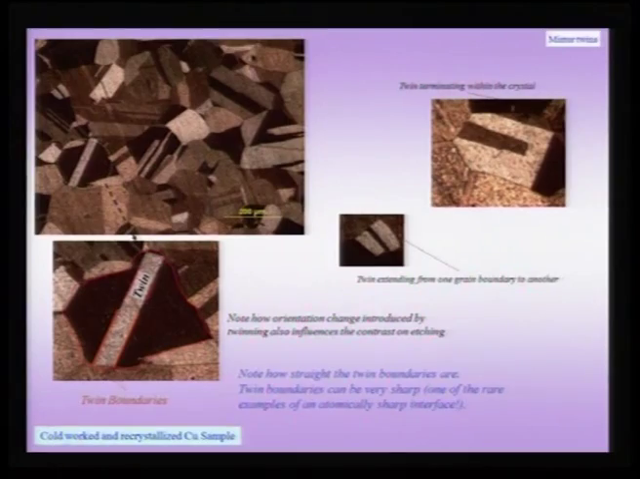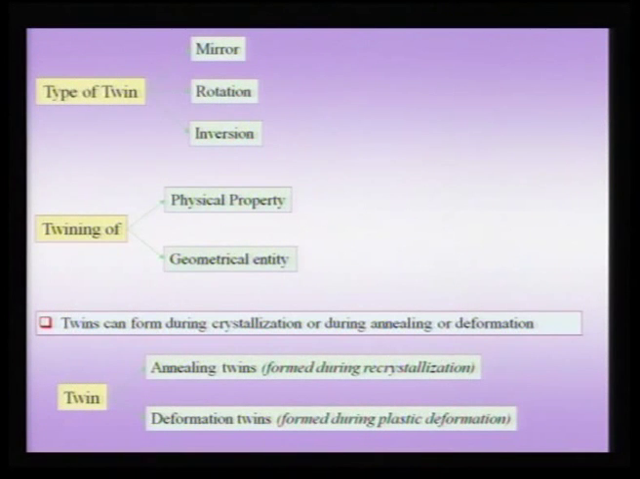This is a sample which is nothing but cold worked and recrystallized copper, wherein you can see there are a lot of twins in the structure. So let us go back and try to understand what kind of twins are possible. As we had pointed out before, twins can be mirror twins, rotational twins, or inversion twins.